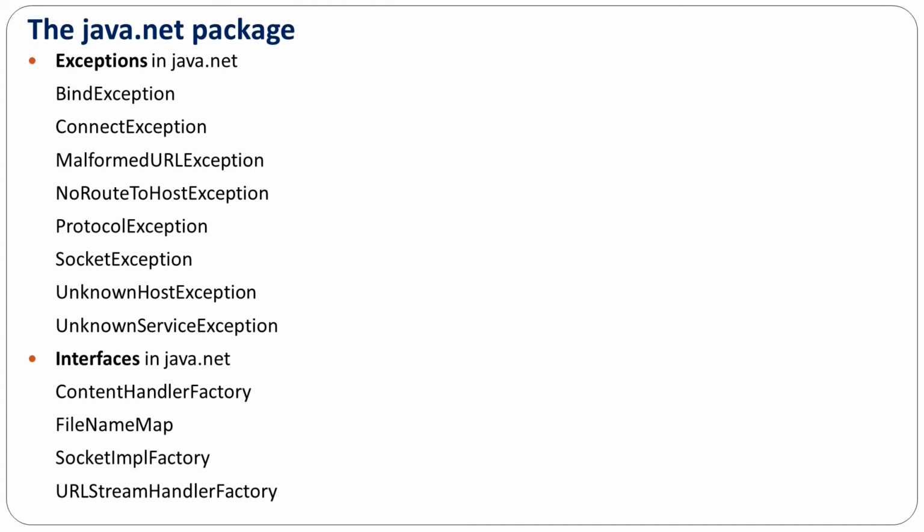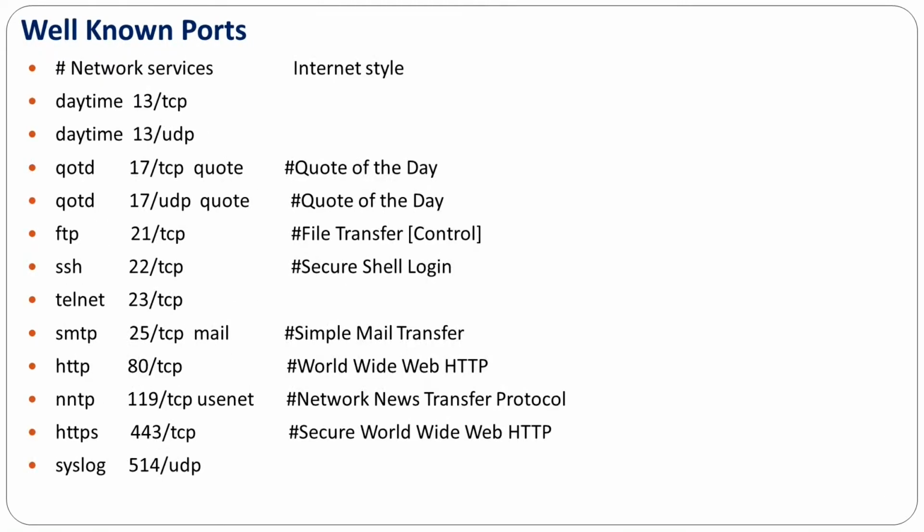Apart from these classes, there are other exceptions in java.net. Whenever a machine or IP address is not available, or the host is not available, a MalformedURLException or a SocketException is thrown from the application. And there are certain interfaces that are used, like URLStreamHandlerFactory and SocketImplFactory.